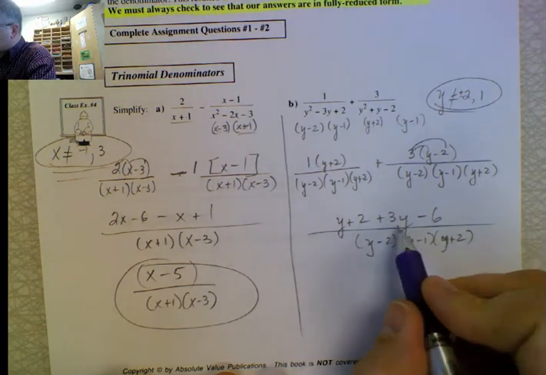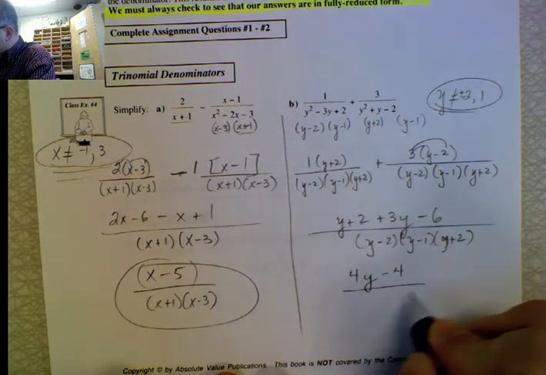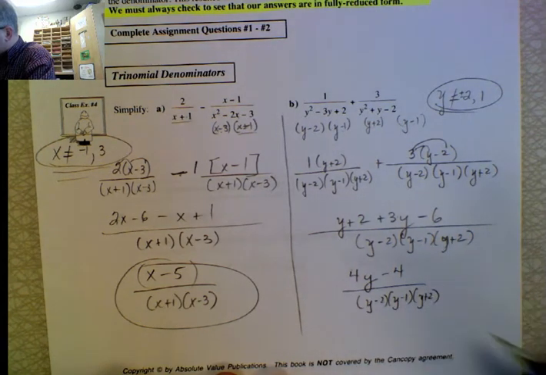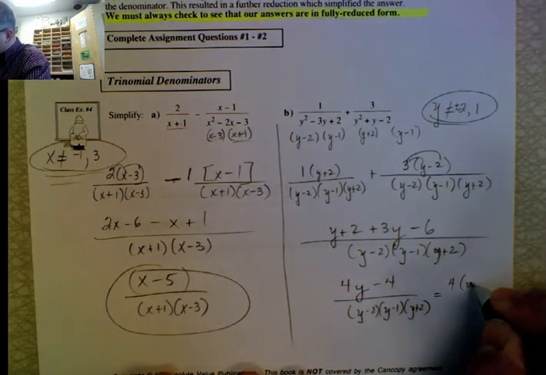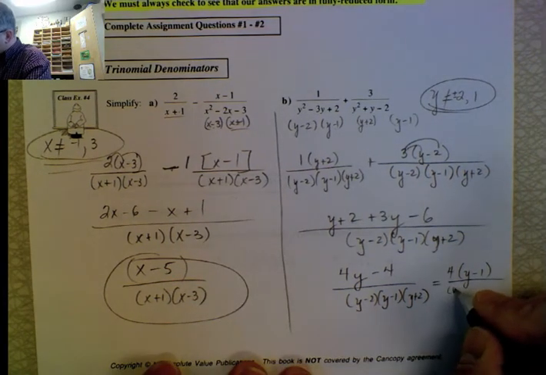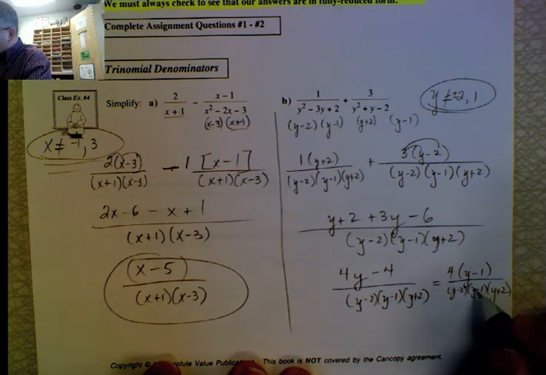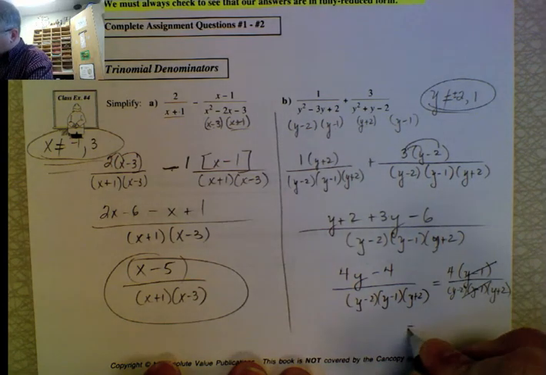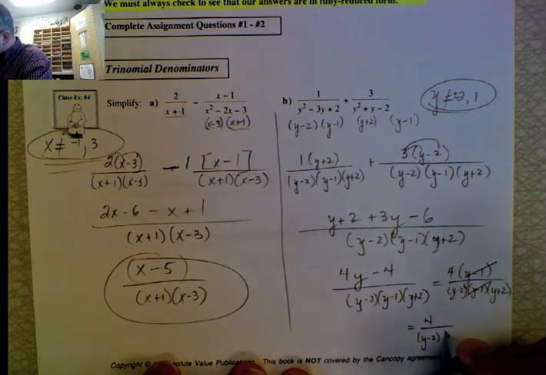So now if I combine terms, 3y plus y gives me 4y, 2 minus 6 gives me -4, all over y minus 2, y minus 1, and y plus 2. Now we're not quite done. What we can do is take out a common factor of 4 in our numerator, which leaves us with 4 times y minus 1. I have y minus 2, y minus 1, and y plus 2 in the denominator. And if you notice in the numerator and denominator, we both have a y minus 1. So those can simplify, leaving me with a final numerator of 4 and a final denominator of y minus 2 and y plus 2.